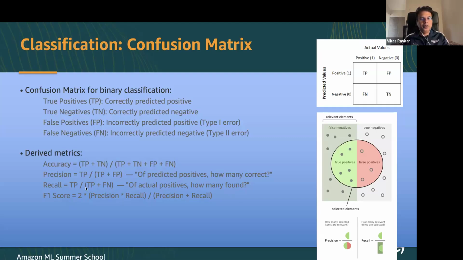So both precision and recall, if you look at it, the numerator is your true positives, how many of them are actually predicted, but the denominator differs. The denominator of precision is your predicted positives, whereas the denominator for recall is your actual positives. There's also one other metric which people use, which is the harmonic mean of precision and recall, also called the F1 score, which combines both of these: 2 times precision times recall divided by precision plus recall.